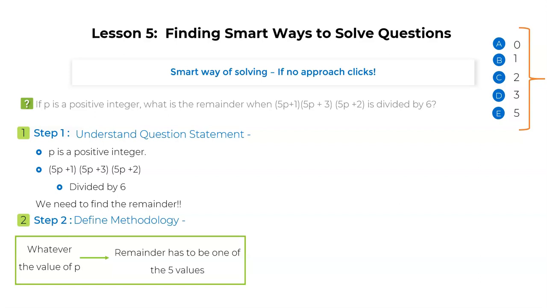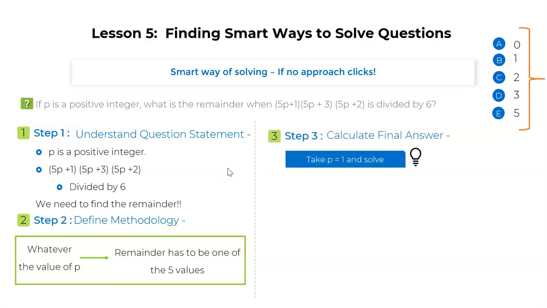I'm trying to find out the remainder. I have a concern that different p's might give me different answers, but the answer options do not have cannot be determined. That means this should work for any value of p. And once you're able to make that inference, just take any value. So for example, you could take p is equal to 1 and just solve and find out what the remainder is, and that will be your answer.